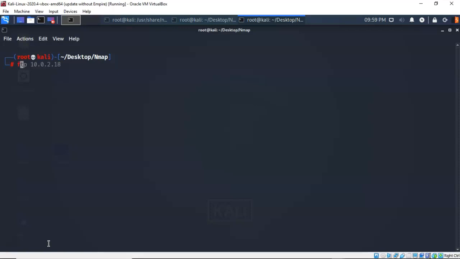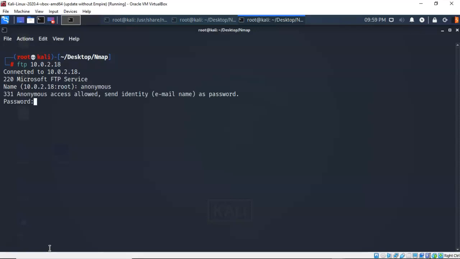So I'll type in ftp. Now I hit enter, and I am connected to that particular FTP server, and it wants the name of the logon. So I'm going to type in anonymous. And it says that anonymous access is allowed. Send identity, just type in an email address. So I can type in anonymous@gmail.com. Let's see what happens.